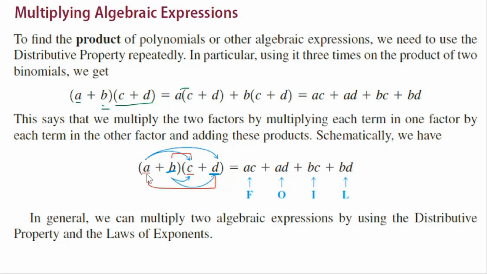And the outer terms, this one that I connect, A times D is AD. And then the inner terms, we have B times C is BC. And the last terms, the blue line, B times D is BD. Usually, the outer terms and the inner terms can be added if they are like terms. So in general, we can multiply two algebraic expressions by using the distributive property and the laws of exponents.